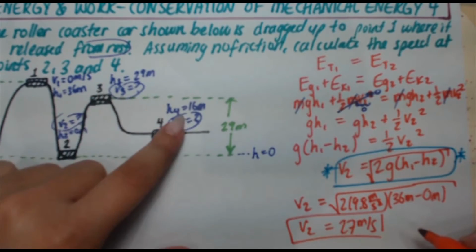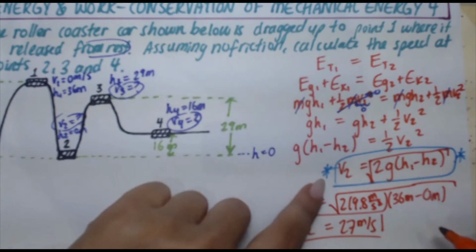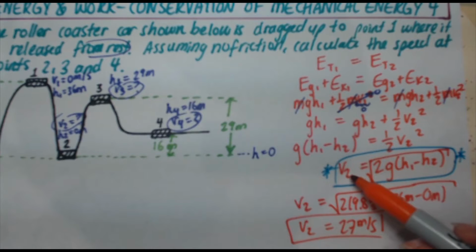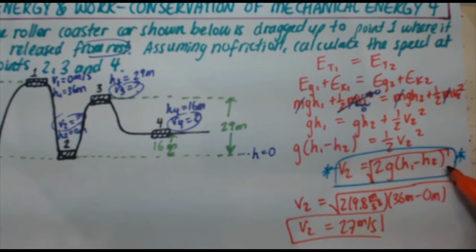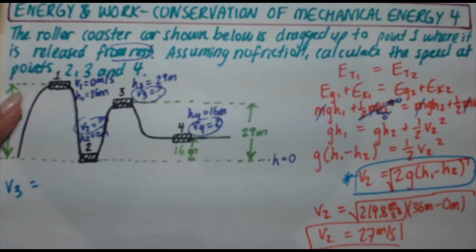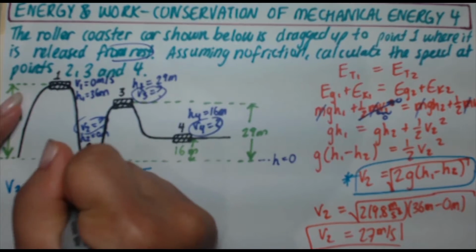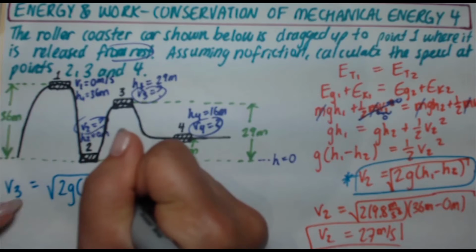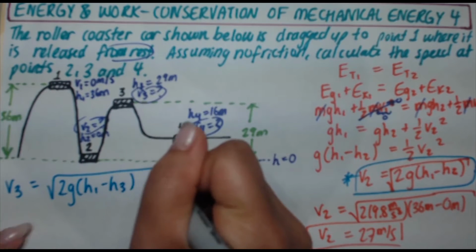Now we can go on to do the other parts, but we don't have to do this much work. We just start from this point. Just notice that whatever speed you're looking for, you put that height in that spot right here, and you can just use H1 as the other height. Okay, so let's go ahead and do V3. So V3, therefore, is going to be equal to the square root of 2g times H1 minus H3 this time.